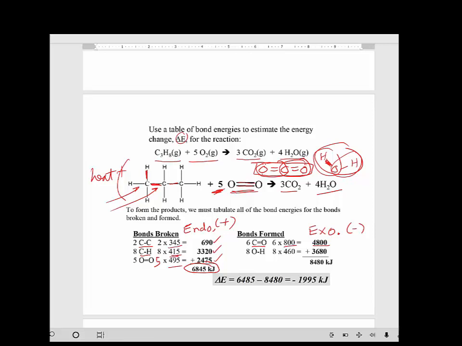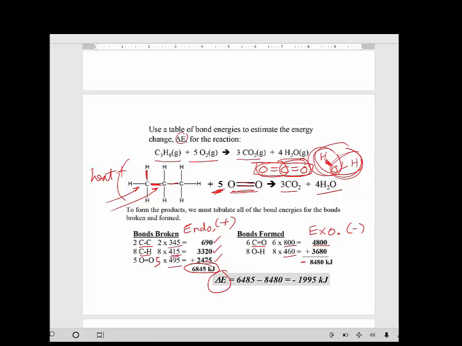We have 4 water molecules, each with 2 OH bonds. Each OH bond has a bond energy of 460. Multiply it by 8, we get 3680. We add all those bond energies up on the product side, we get 8480. And since bond formation is an exothermic process, we're going to tack on a negative sign.